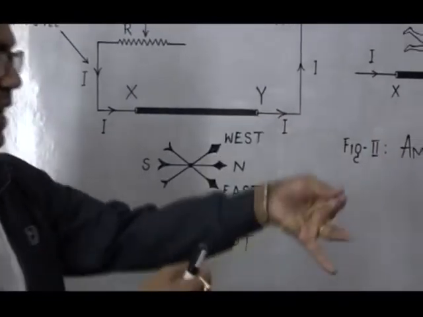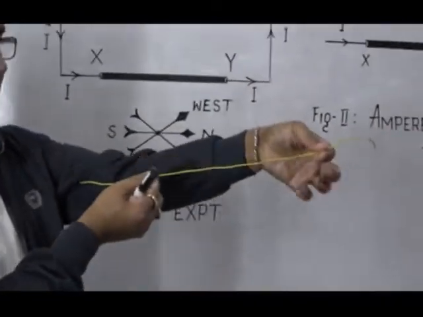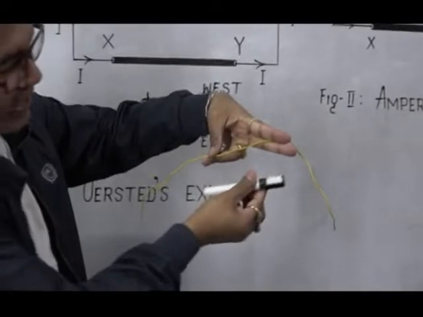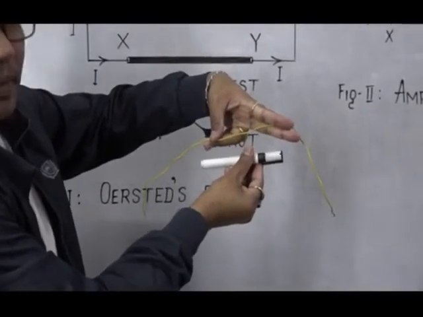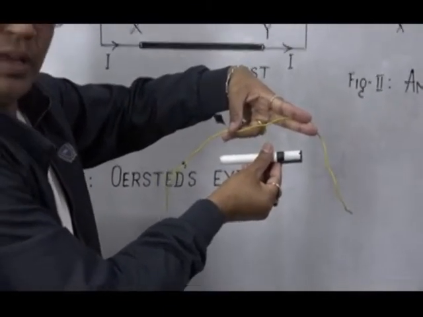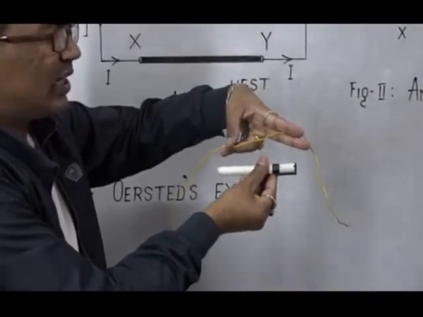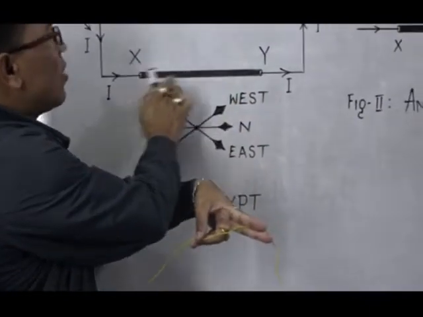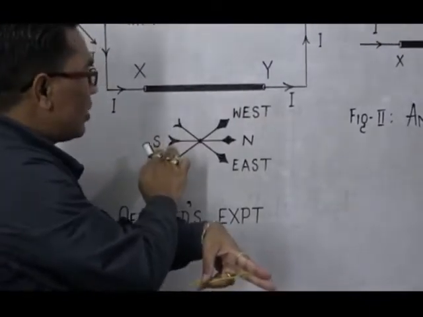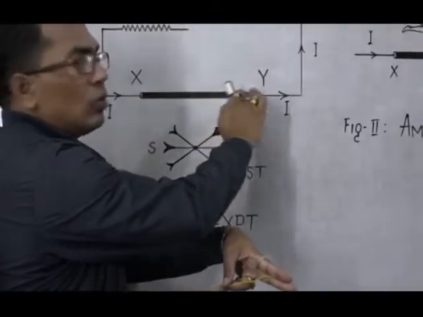Assume the conductor X Y. The magnetic needle is parallel with the conductor. The current direction is from south to north, so the current flows in that direction.